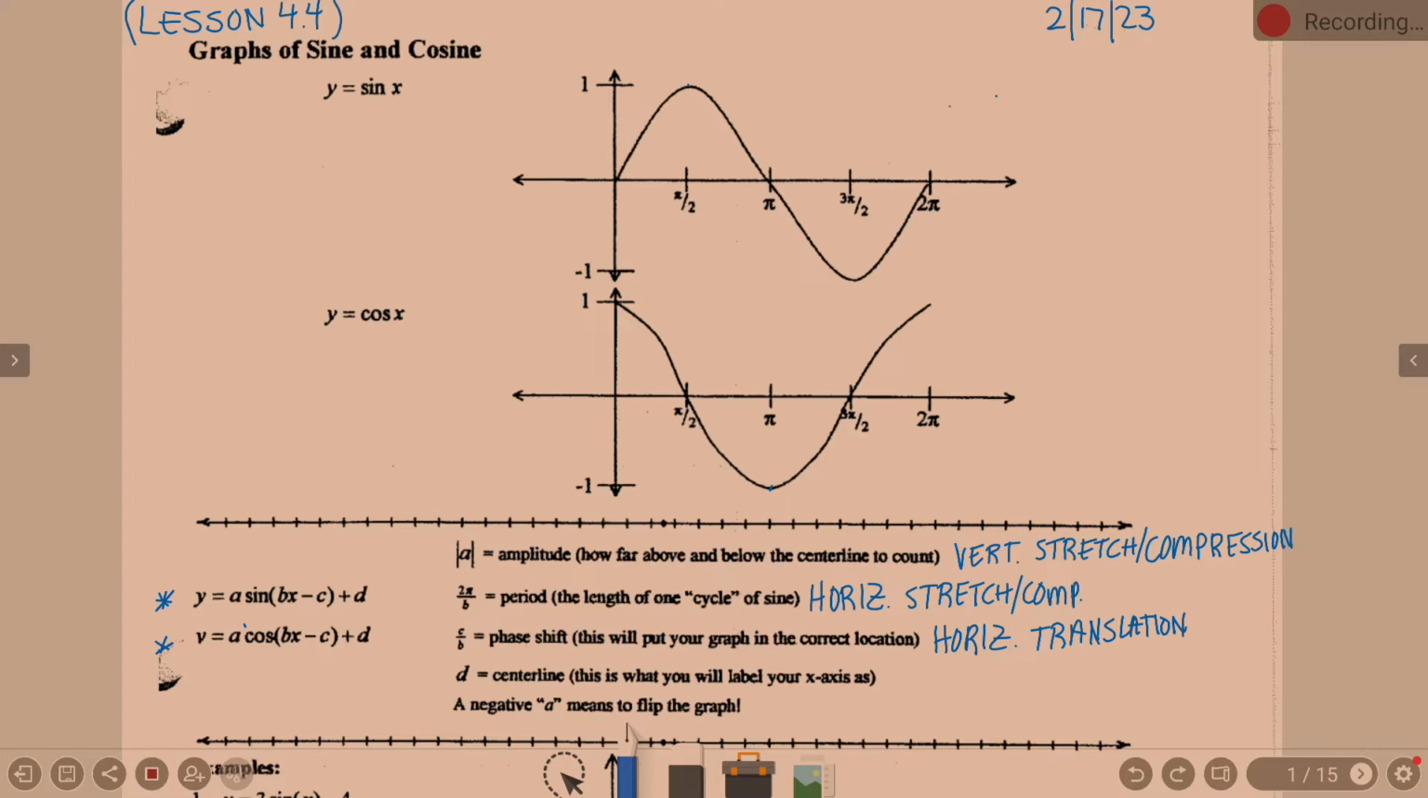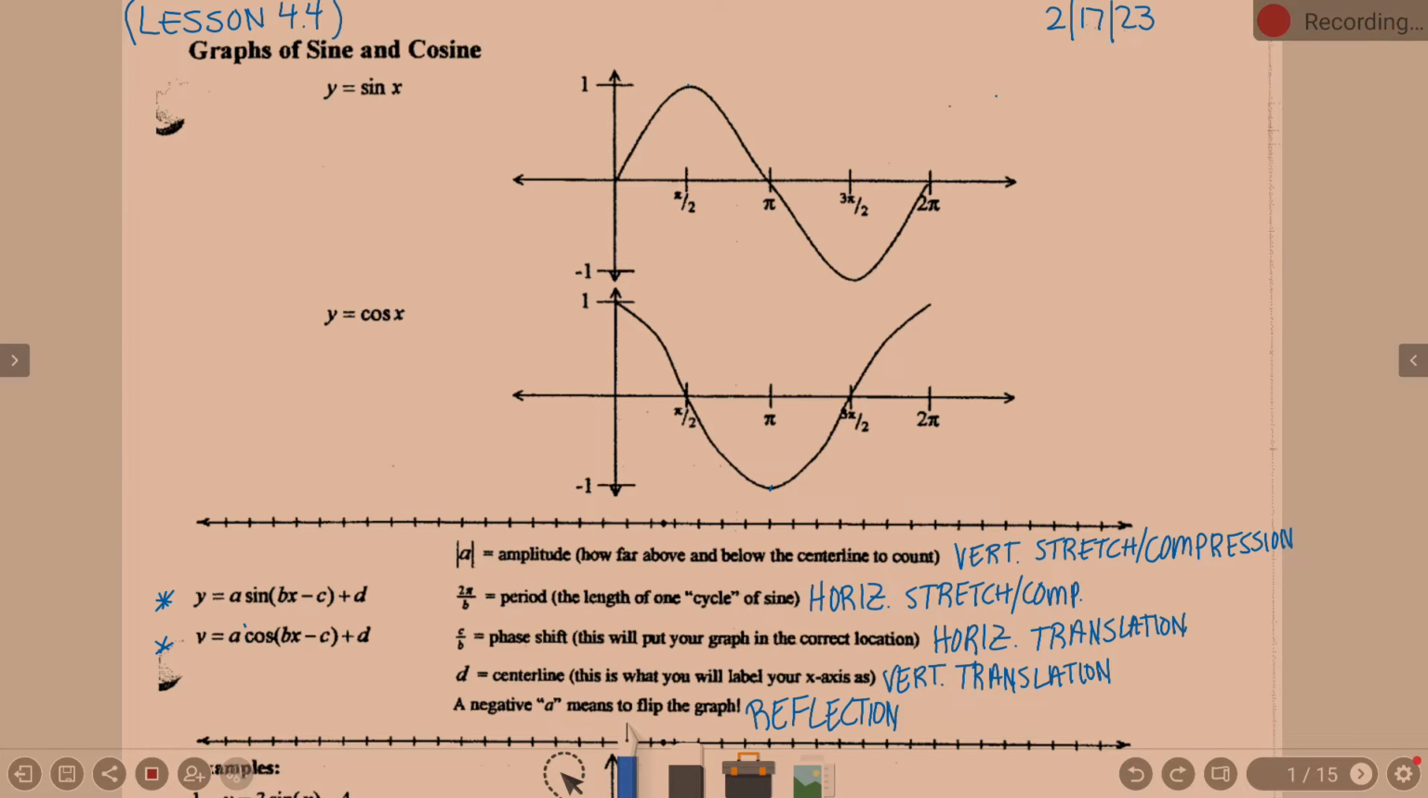D, your center line, is how far up and down. So that is my vertical translation. And what is that negative out front? That is your reflection if it's a negative A value.